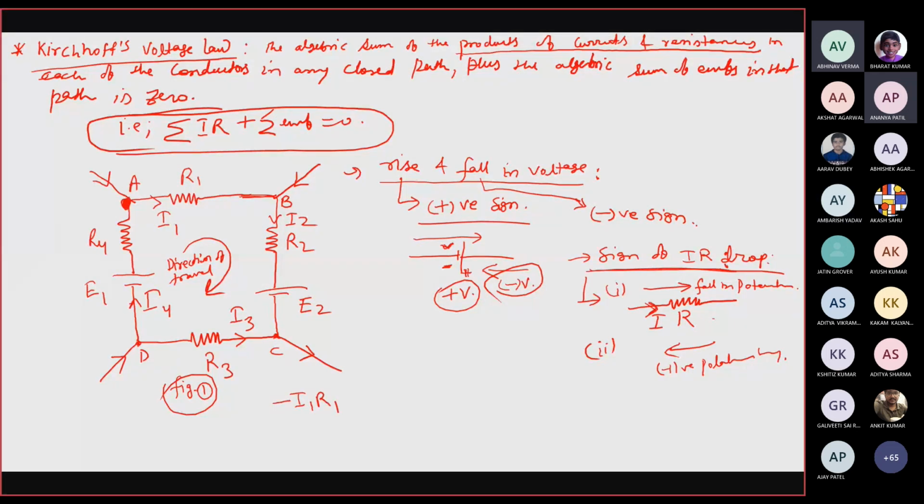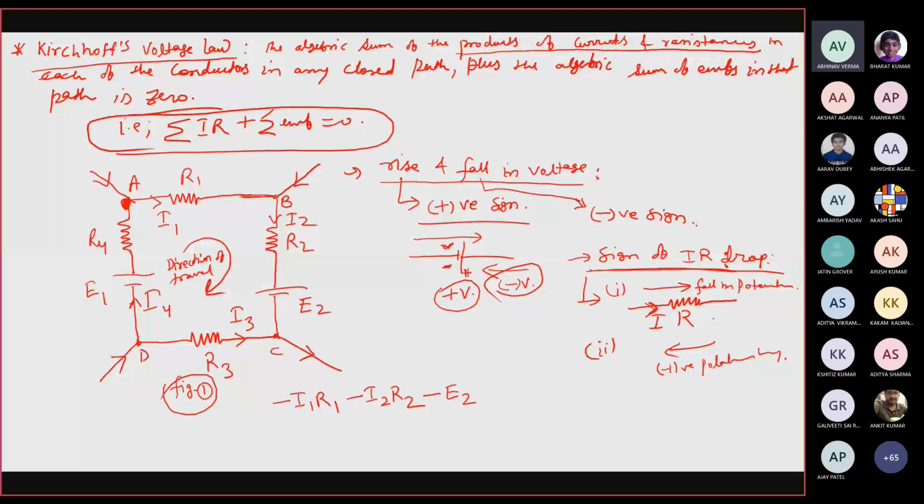I have just mentioned these things. Then in the second limb of this closed path, I2 is the current flowing through the resistor R2 from B towards C, and we are moving in the same direction as the current. So again it will be minus I2 R2. Then what about this voltage source? E2. It will be minus E2, because we are moving from the positive plate towards the negative plate. So it will be minus E2.